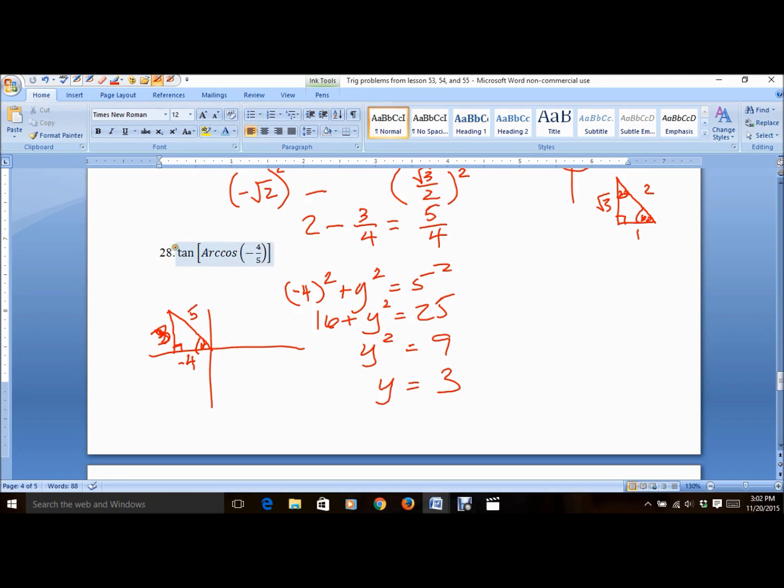And so we're trying to find the tangent of this angle theta here. So tangent is opposite over adjacent, so it's 3 over -4. So the answer is 3 over 4, but it's negative because we're in the second quadrant. And so opposite over adjacent is going to be negative. So that would be your answer for that.